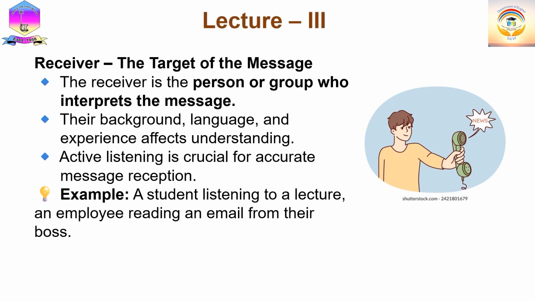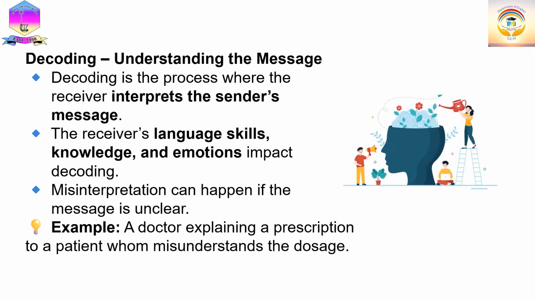Now, once the receiver receives the message, the process of decoding starts. Decoding is understanding the message which is received by the receiver. Decoding is a process where the receiver interprets the sender's message. The receiver's language skills, knowledge, and emotions impact the process of decoding the message. Misinterpretation can happen if the message is unclear. For example, a doctor is explaining a prescription to a patient who misunderstood the dosage of the medicine. Then it may lead to a total disaster.